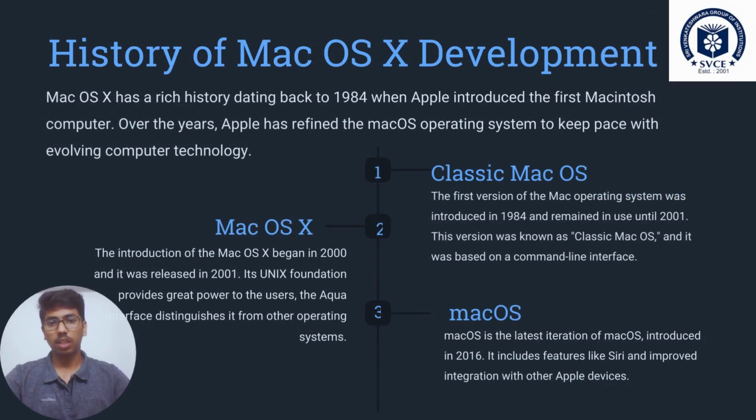History of Mac OS X development. Mac OS has a rich history dating back to 1984 when Apple introduced its first Macintosh computer. Over the years, Apple has redefined the Mac OS operating system to keep pace with evolving computer technology. Classic Mac OS, the first version of the Mac operating system, was introduced in 1984 and remained in use until 2001. This version is known as Classic Mac OS and it was based on a command line interface.